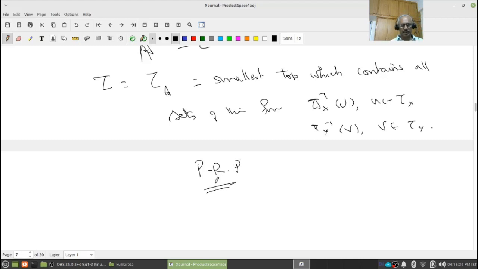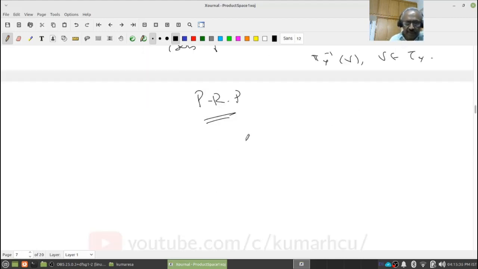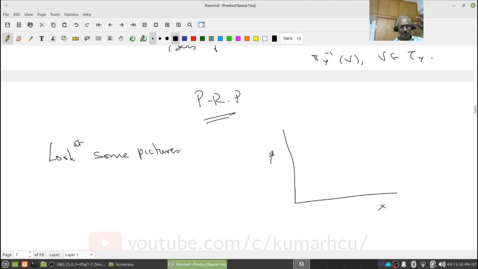Alright, now we shall again explain that. But before going on, let us try to understand this object. Before we proceed further, let us look at some pictures. Suppose this is x, this is y. This is how you usually think of it. Don't think of them as lines. X is one space and y is another space. You are taking the Cartesian product.